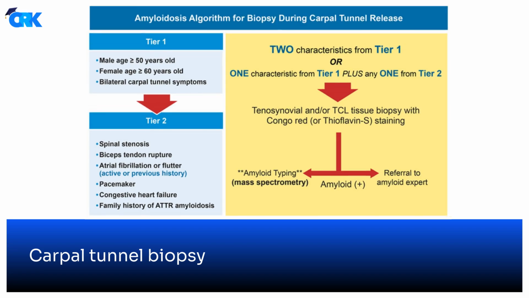Patients who meet two Tier 1 criteria, or one from each tier, qualify for Congo red staining of their surgical tissue. If amyloid is detected, mass spectrometry is then used to determine the exact protein type. So what does this mean for clinical care? When ATTR is identified through carpal tunnel biopsy, patients can be referred early for cardiac and systemic evaluation. This paves the way for timely intervention with disease-modifying therapies like tafamidis before irreversible cardiac damage occurs.